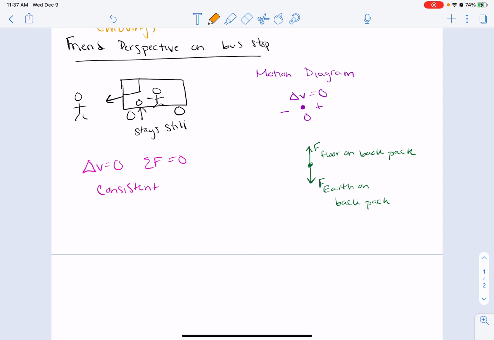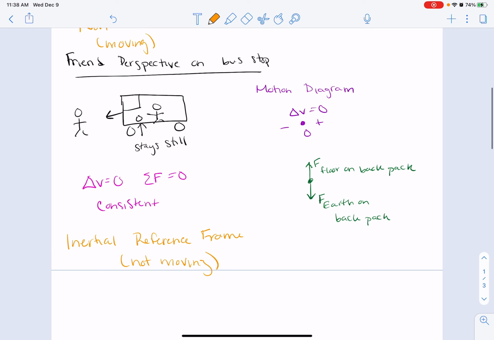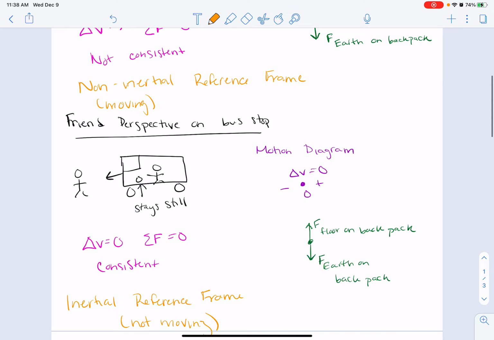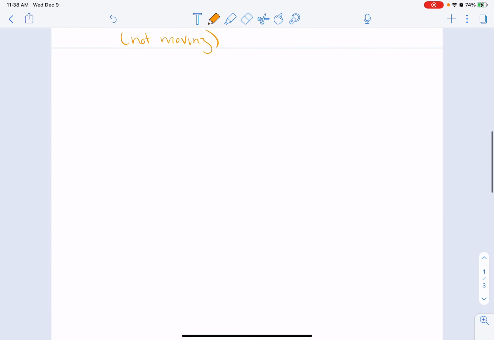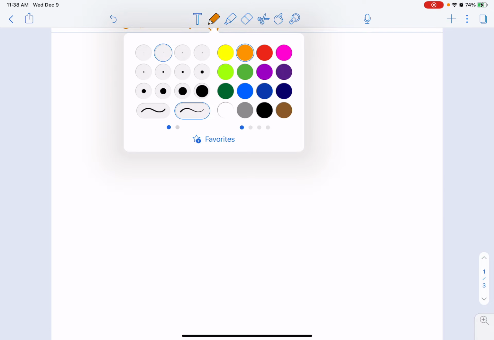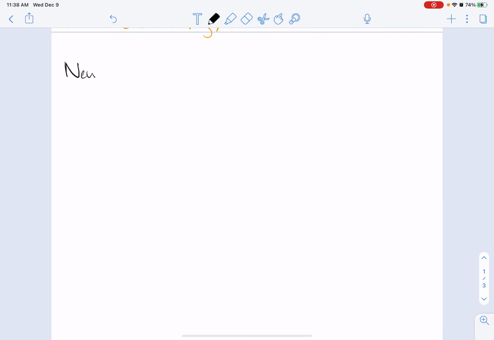But your friend is in an inertial reference frame. We know that because they are not moving. And they see that the sum of the forces and the change in velocity are in the same direction, right? They're both zero. So this brings us to Newton's first law, okay? So I'm going to write it out and then we're going to explain. So Newton's first law, okay?